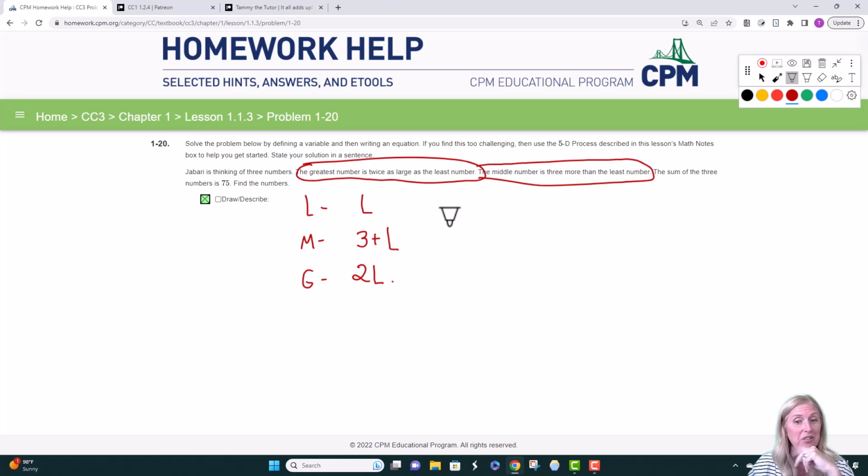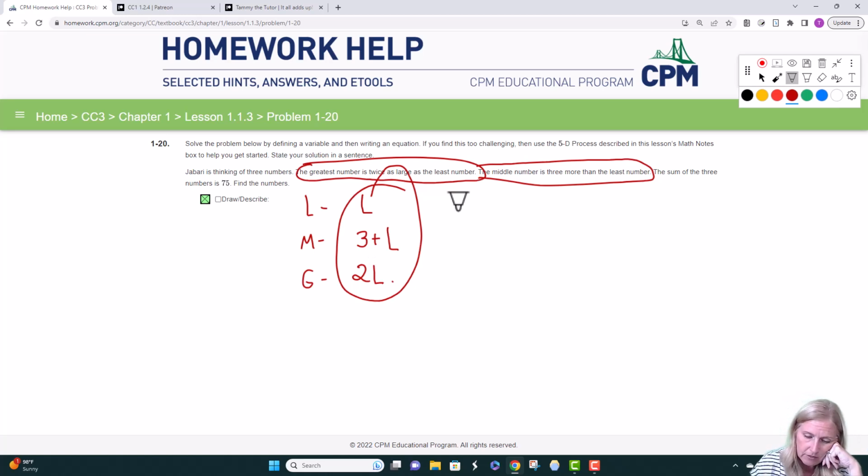Because now watch this, you guys. We're not going to use G and M and L. We're going to use these. This is our new information. Okay. It says if I were to add all 3 of these together, because it says the sum of them, the sum means adding, it would be 75. So you're saying if I add the L and the 3 plus L and the 2L, it'll equal 75?